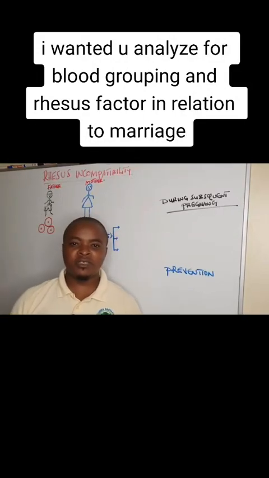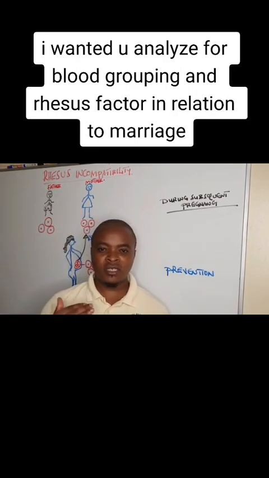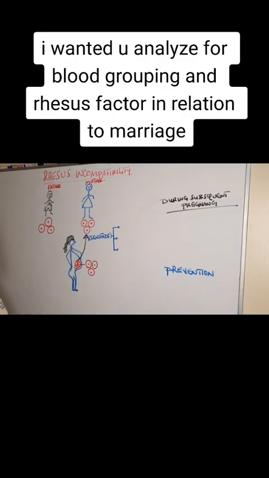Today we are diving into Rhesus incompatibility. Rhesus grouping was discovered by Landsteiner in 1940, who found that some individuals had antigens called Rhesus D on the surface of their red cells, or RBCs, whereas others lacked this antigen. And this antigen was named antigen D.